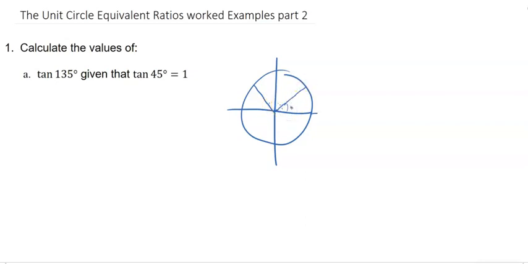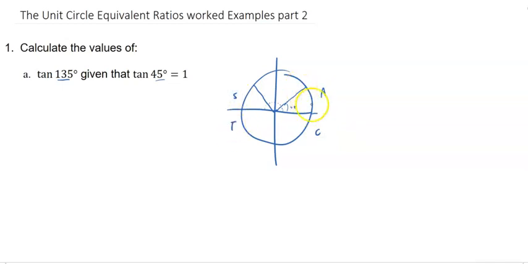That's 45 degrees there, and this is 135 degrees here. The reason we're talking about this and this is because they are equivalent ratios, except this one's in quadrant 1 and this one's in quadrant 2. This is a 45 degree angle, and if this is 135, this is a 45 degree angle. Alright, C-A-S-T.